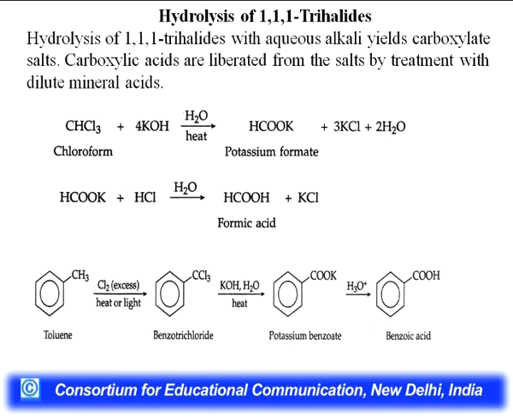Next preparation for carboxylic acids is from hydrolysis of trihalides. Hydrolysis of 1,1,1-trihalides with aqueous alkali yields carboxylate salts. Carboxylic acids are liberated from the salts by treatment with dilute mineral acids. So, here is the example with chloroform and potassium hydroxide. First of all it gives you the potassium salt of the carboxylic acid, and this on acidification gives you formic acid.